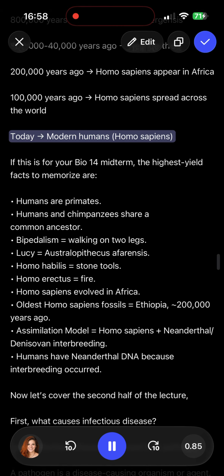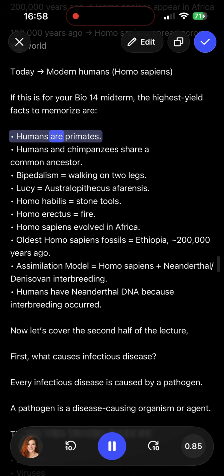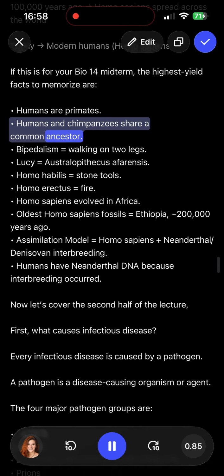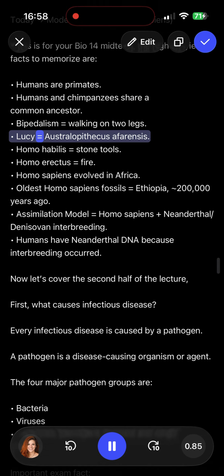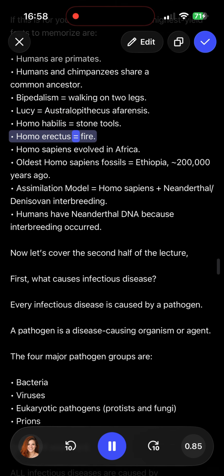If this is for your Bio 14 midterm, the highest yield facts to memorize are: humans are primates. Humans and chimpanzees share a common ancestor. Bipedalism equals walking on 2 legs. Lucy equals Australopithecus afarensis. Homo habilis equals stone tools. Homo erectus equals fire.